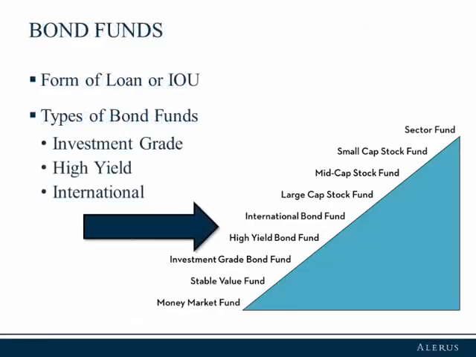A bond is a form of loan or IOU. The issuer of the bond is the borrower and the holder of the bond is the lender. Bond funds offer the chance for a higher return than money market and stable value funds, but bonds and bond funds are also subject to interest rate risk.